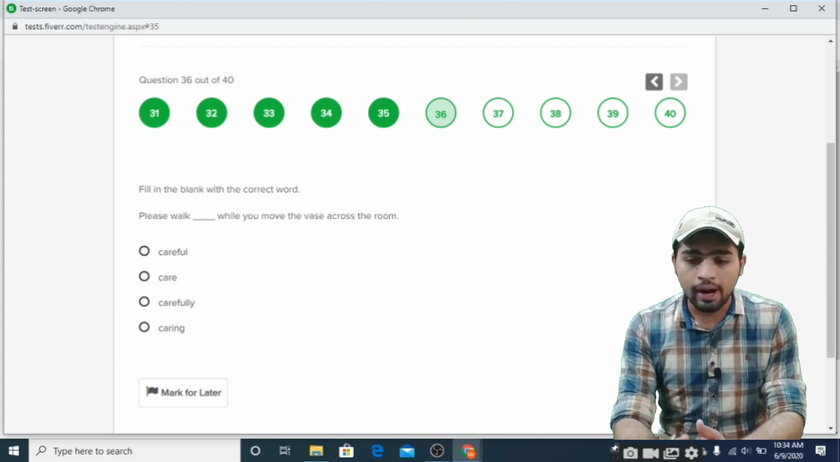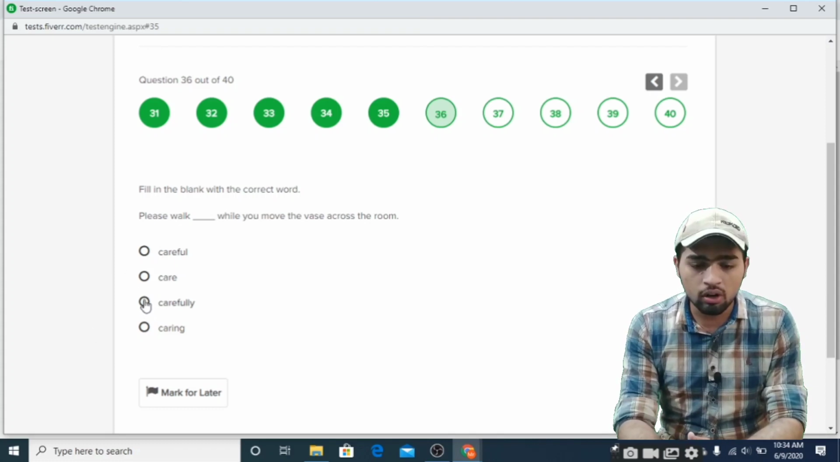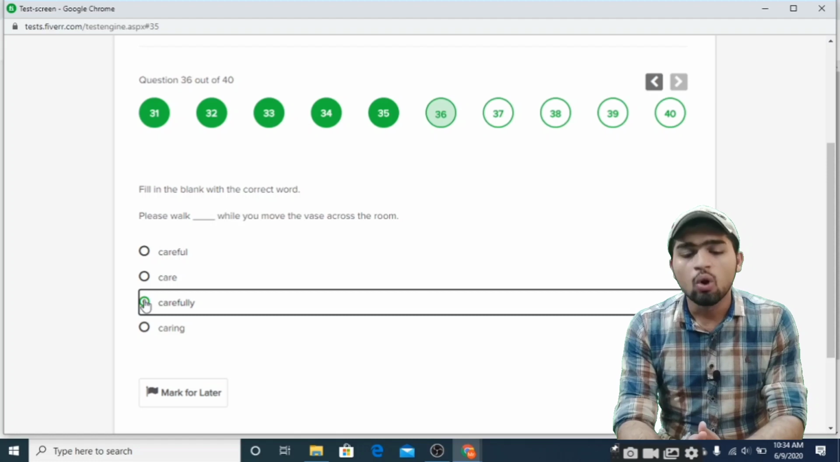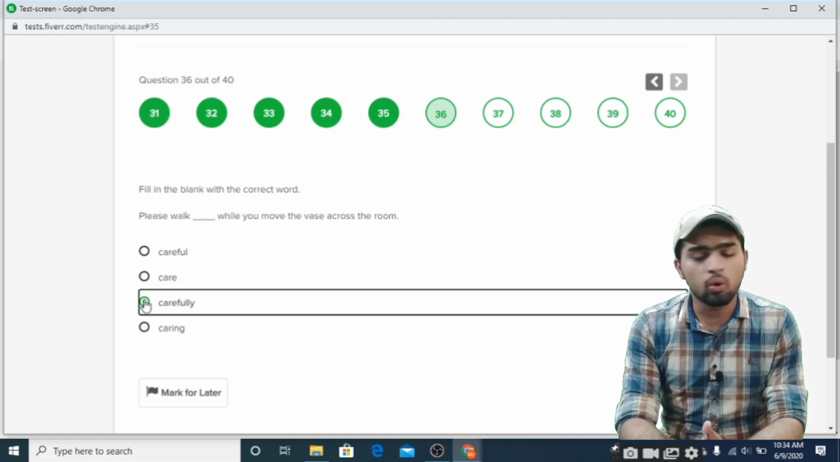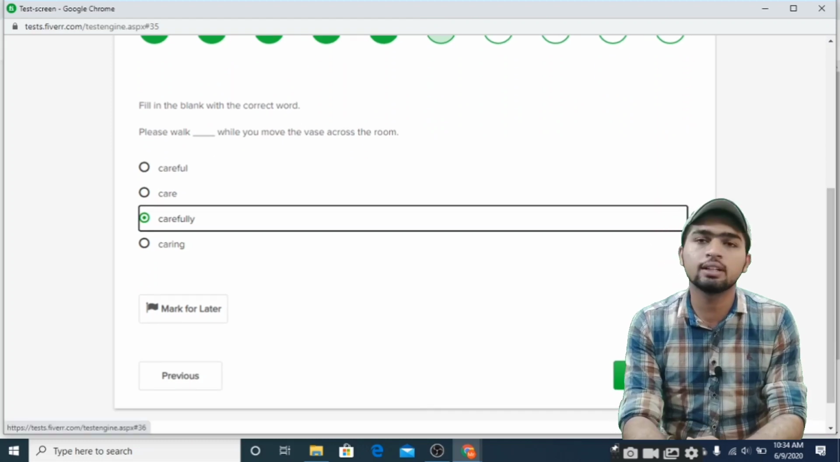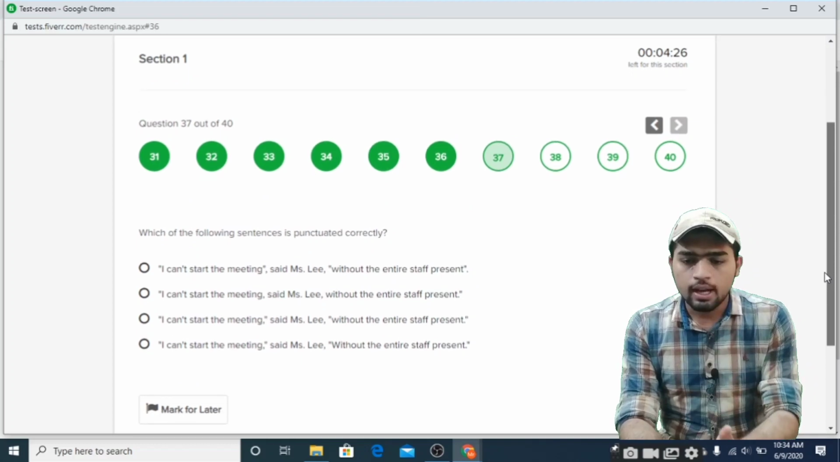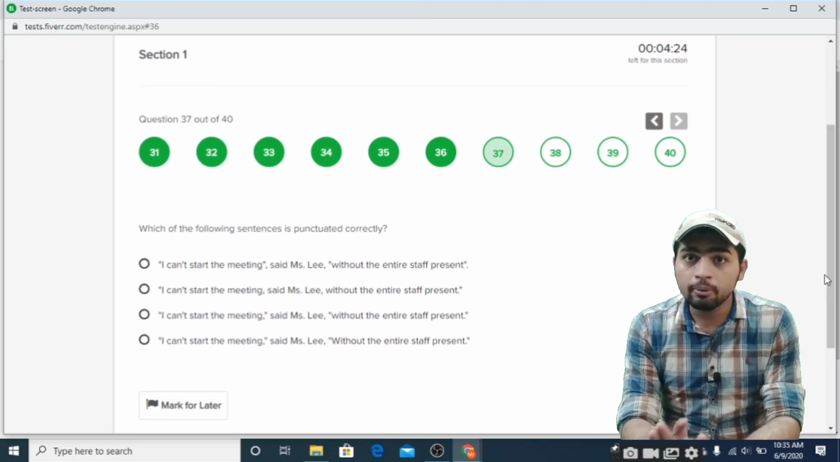Fill in the blank with the correct word. Please walk carefully while you move the wheels across the room. Walk careful, no, not correct. Walk carefully is the correct answer. So I click on that option and click on next. The next option was, 4 minutes 26 seconds, 22 seconds left. Which of the following sentences is punctuated correctly?